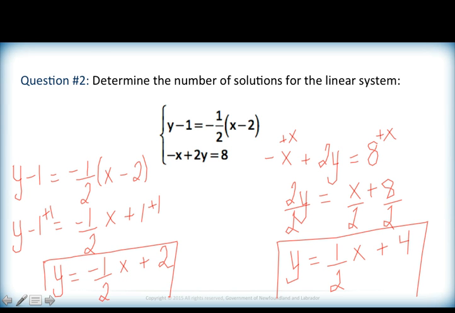So let's think back now to those three possibilities. Different slope, different y-intercept. Those two lines will intersect and will have a point of intersection. So the number of solutions for this linear system will therefore be 1. So the number of solutions here is one solution.